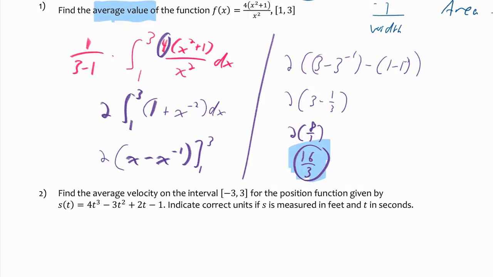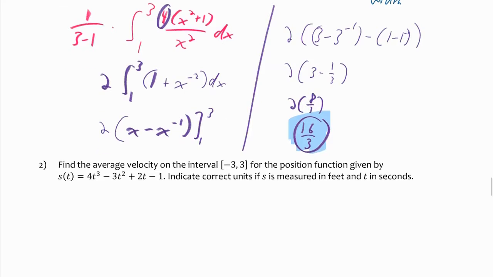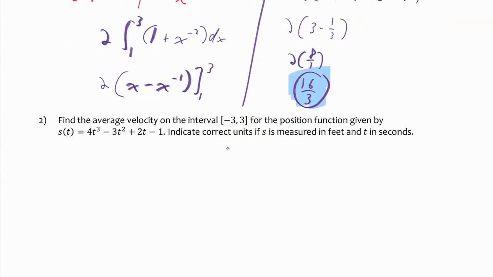Okay, the next question asks for the average velocity on a closed interval. This is a little bit of a trick question, and you have to be careful about it, because the average velocity on the interval for the position function is relatively easy to consider. Given that I have a position function, if I just try to say, okay, the average velocity should just be s of 3 minus s of negative 3 over 3 minus negative 3.